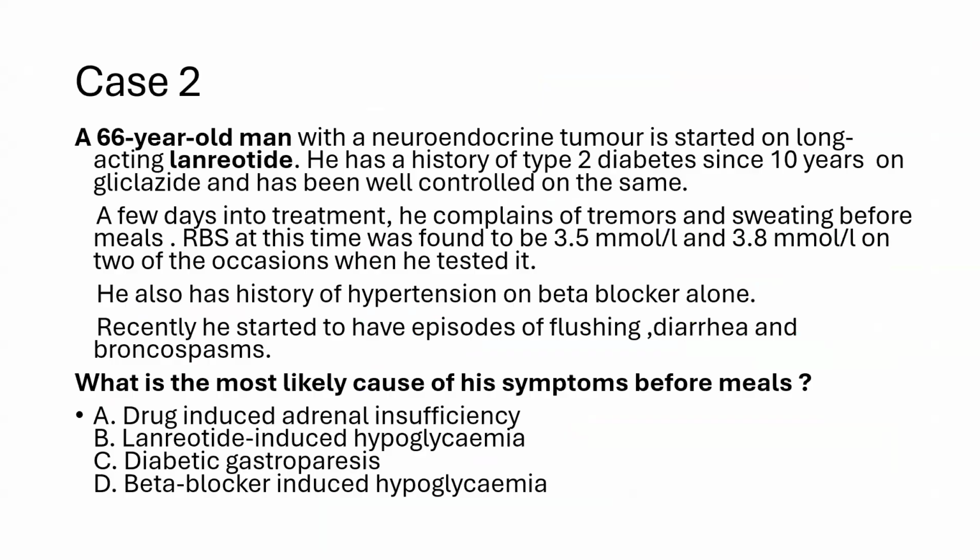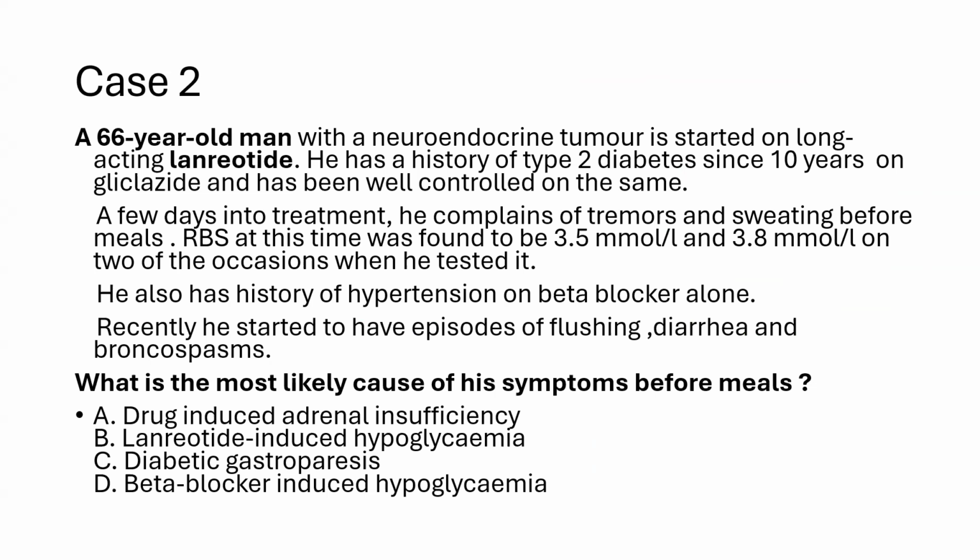Case scenario 2, where we have a 66-year-old man with neuroendocrine tumor. He's just started recently on a long acting lanreotide. He has a past history of diabetes mellitus, which was pretty well controlled and stable on gliclazide. He was intolerant to metformin, and he has been well controlled on the same for the last 10 years. A few days into treatment with lanreotide, he now complains of tremors and sweating before the meals. When he checked his sugar on a couple of occasions at this time, it was low: 3.5 and 3.8 millimole per liter, which is definitely hypoglycemia.